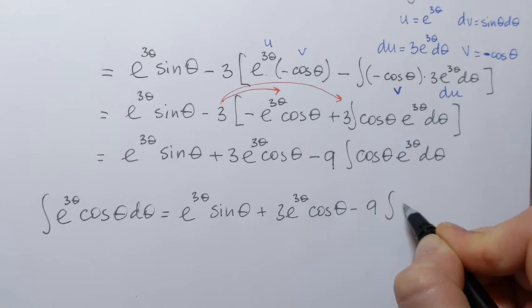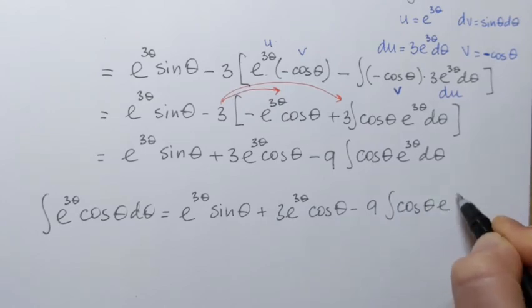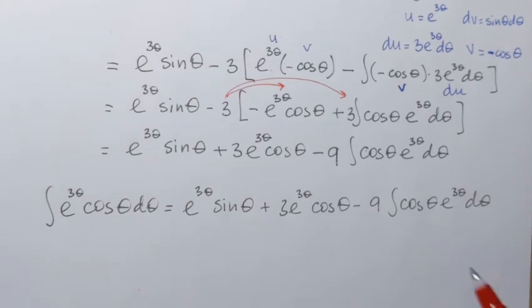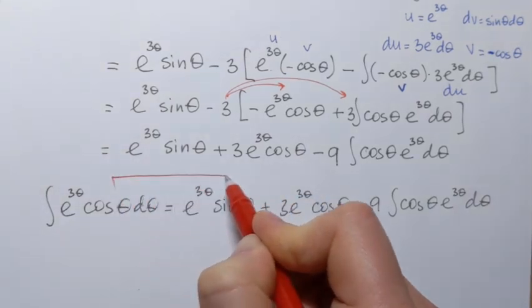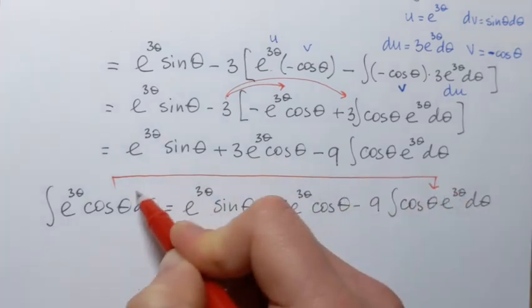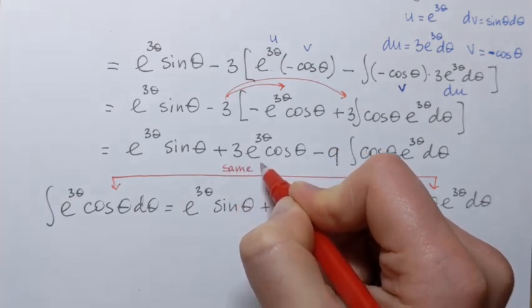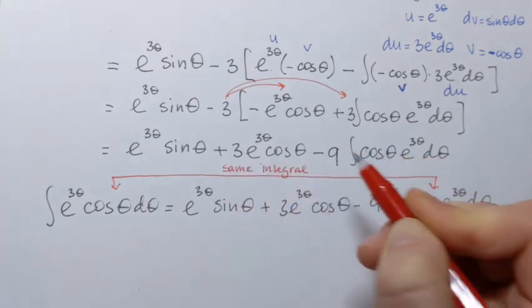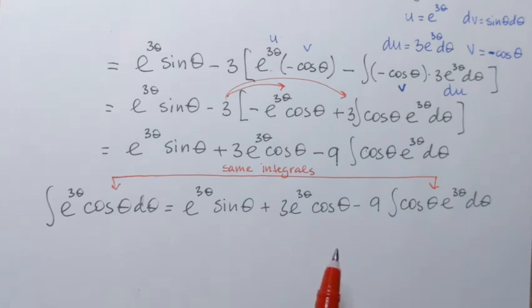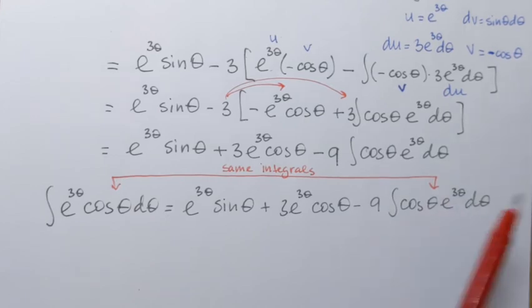Minus 9 integral cosine theta e^(3 theta) d theta. And here I'm going to point out that those two are the same integrals. Same integrals. So this is how we're going to finish this. Since they're the same integrals, what I can do is add 9 integral cosine theta e to the power 3 theta d theta to both sides.